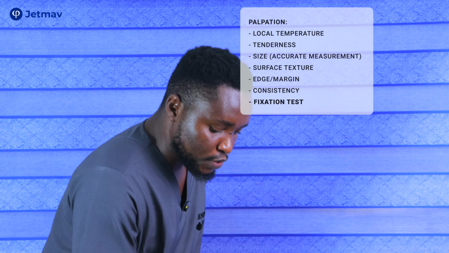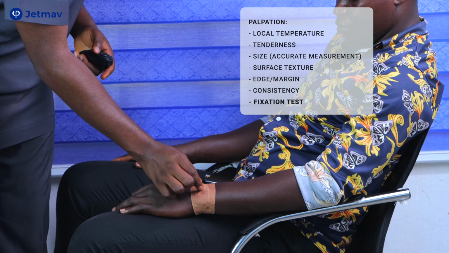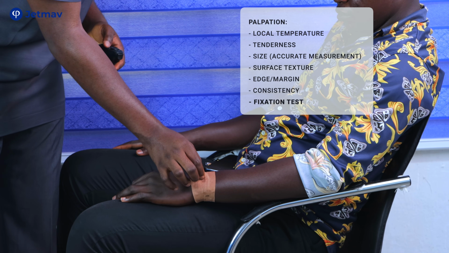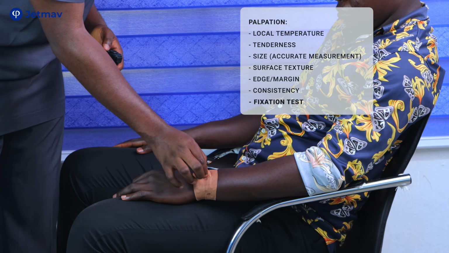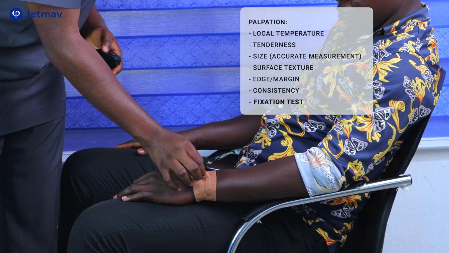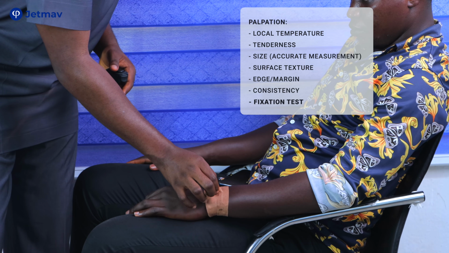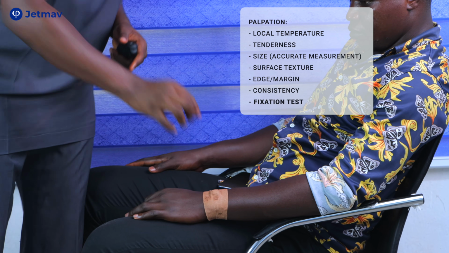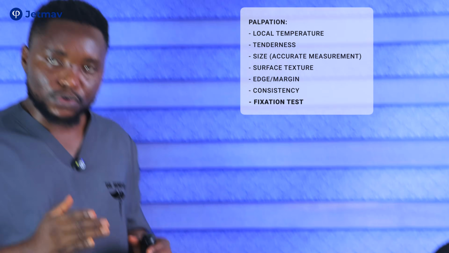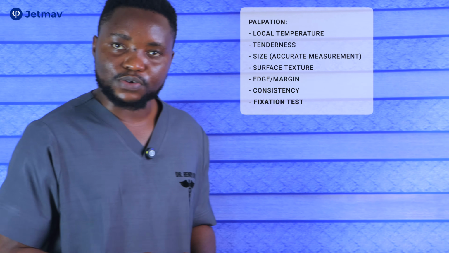Then when you're done with that, you try to move the mass to know if the mass will move freely in all directions. So try to move the mass up and down, left to right, diagonally. When you're done with that, this mass is freely mobile. Now when you're done with that, you now put the muscle under the mass, under tension.